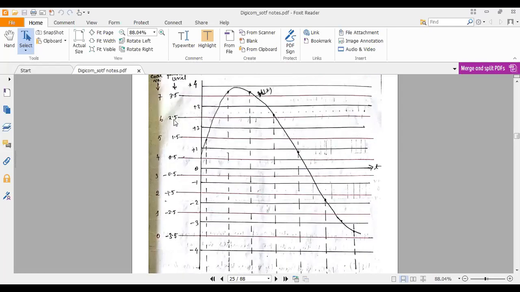The 7th will be at 2.5, and the last one, the 8th, if you count 1 2 3 4 5 6 7 8, it would be at 3.5. So these are the quantization levels, the points of the quantization levels. The first one at -3.5, the second at -2.5, the third at -1.5. In this way it moves up to 3.5, and the last quantization level is placed at +3.5 volt. The first one is at -3.5 volt.